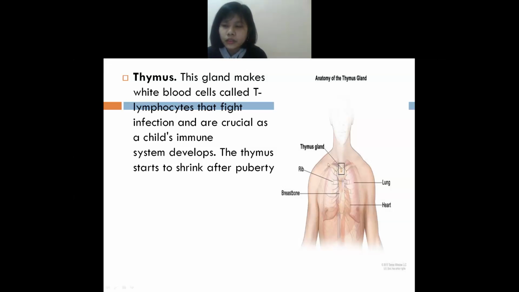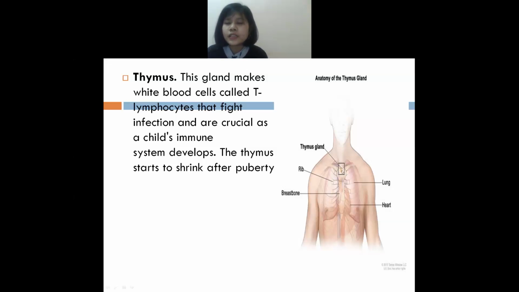Okay, so this is the thymus. This thymus gland, where will you find it? You will find it in your chest portion. You remember, no? This is the bone, this is the ribs, and this is the sternum. The thymus gland is located just above the sternum. Understand? Just in the middle of the ribs.